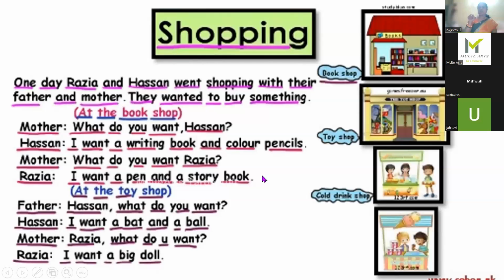So at the bookstore, then they have come to the toy shop. A toy shop is a place where you know. Hassan, what do you want? So in the same way he started replying with whatever he wants.